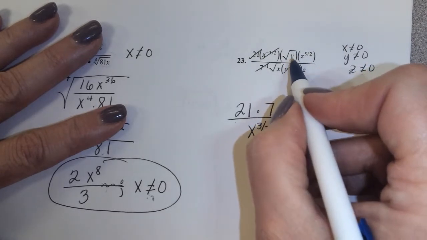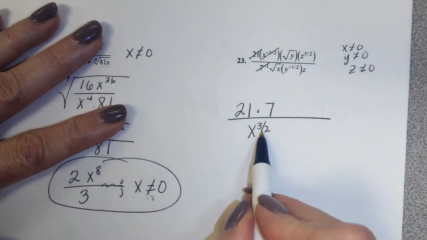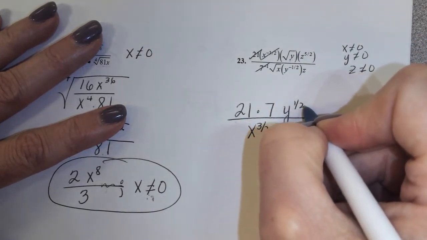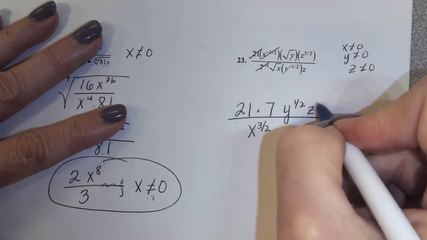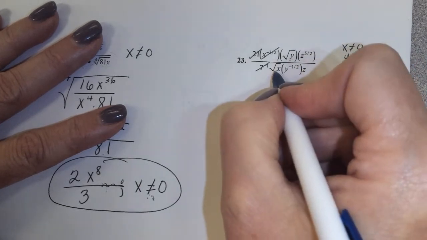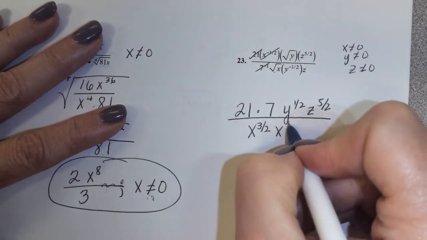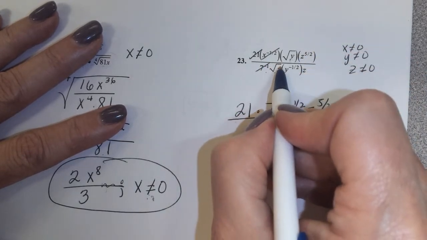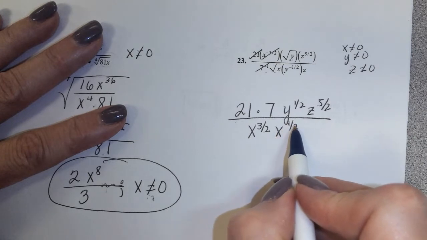I've got radical y. Now because this has a rational exponent, I'm going to write this with a rational exponent. Y to the 1 half. Z I'm going to keep to the 5 halves. This x, I'm going to write it as x to the 1 half to keep my rational exponent. This is my root, this is my power, x to the 1 half.